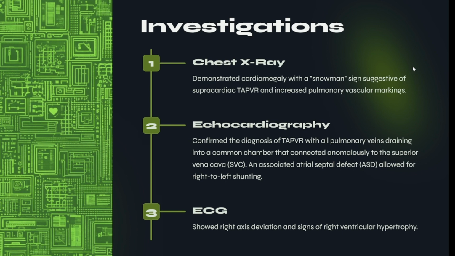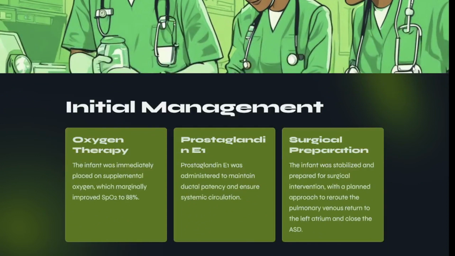Echocardiography confirmed the diagnosis of TAPVR with all pulmonary veins draining into a common chamber that connected anomalously to the superior vena cava, SVC. An associated atrial septal defect, ASD, allowed for right-to-left shunting. ECG showed right axis deviation and signs of right ventricular hypertrophy. Management. The infant was immediately placed on supplemental oxygen, which marginally improved SpO2 to 88%.